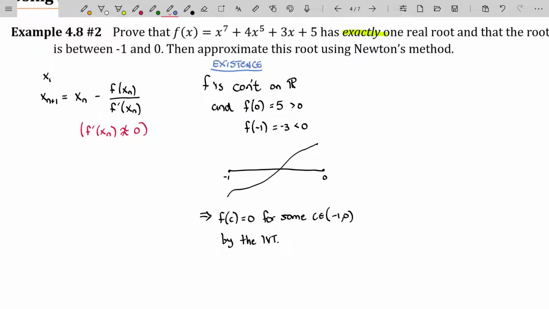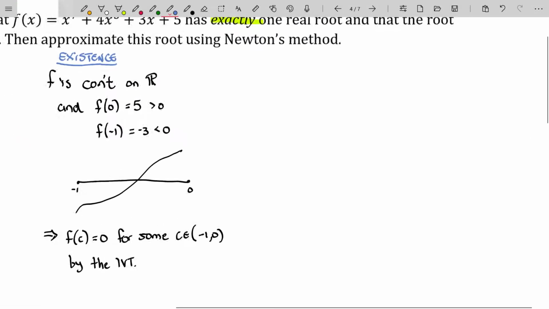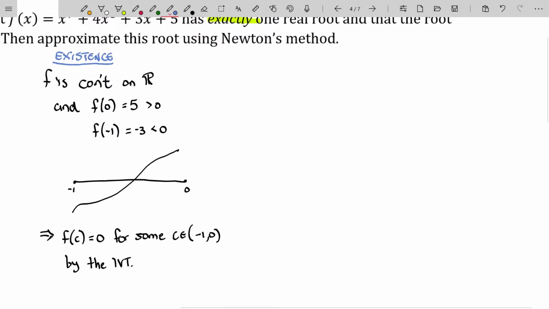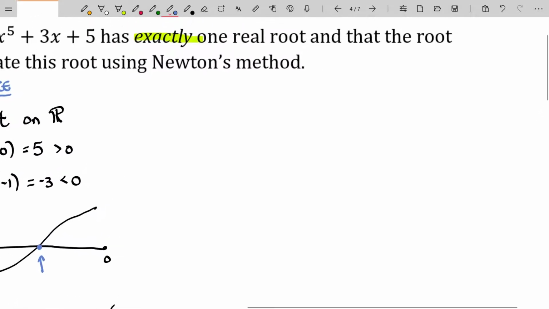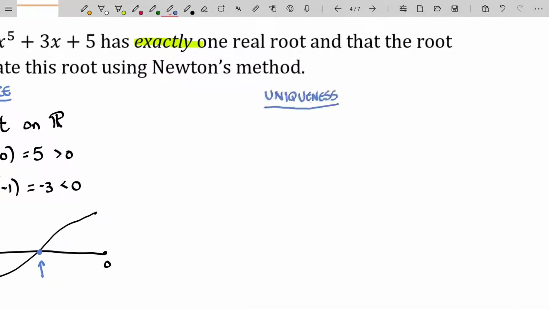If you need a review on the intermediate value theorem, I do have videos in this video series on the intermediate value theorem. Highly recommend you watch them if you need a review on that. The second part we need to do is prove that the root that we have here, which we don't know its value, is unique. In other words, we want to prove that there are no other roots to this function ever. So this is the uniqueness part.